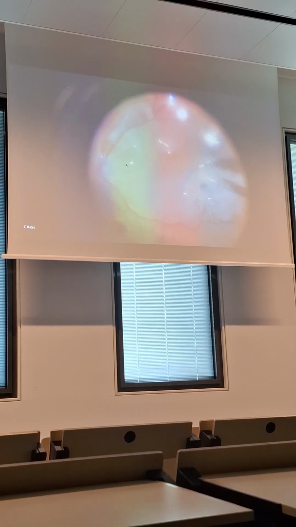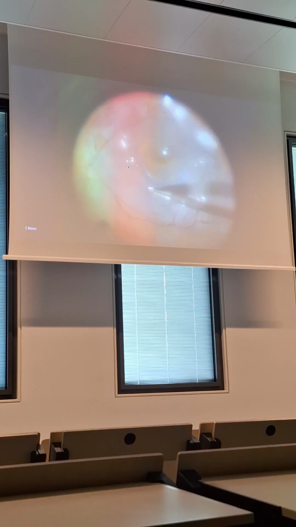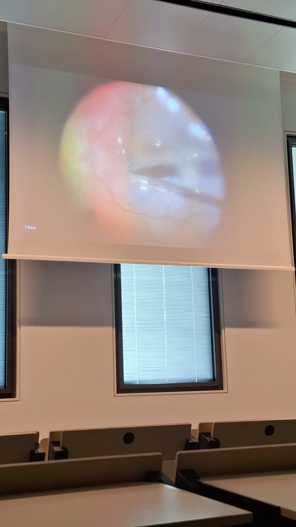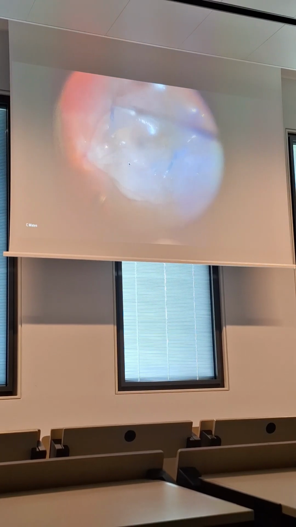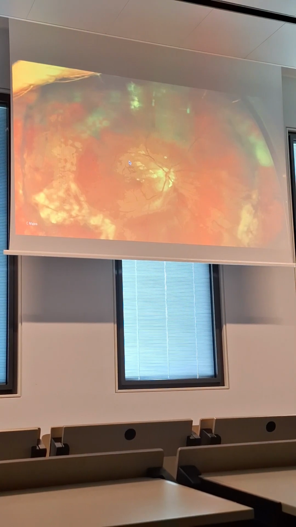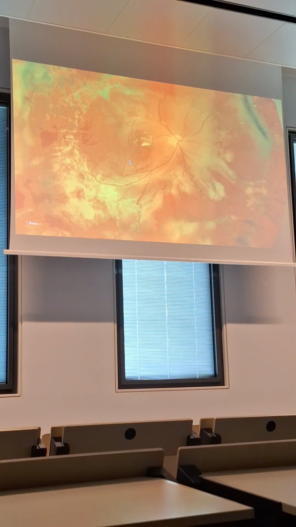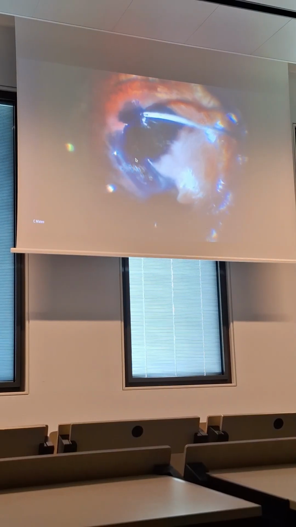Then look at this. In the first surgery, I removed all the blood and I removed the internal limiting membrane. But remember, it's a case with a subretinal hemorrhage and a complex retinal tear, with all the problems that lead to PVR. Okay, look at this. This was 3 weeks later. Let's go. Look at this PVR. But look at the macula. There are no membranes in the macular area.